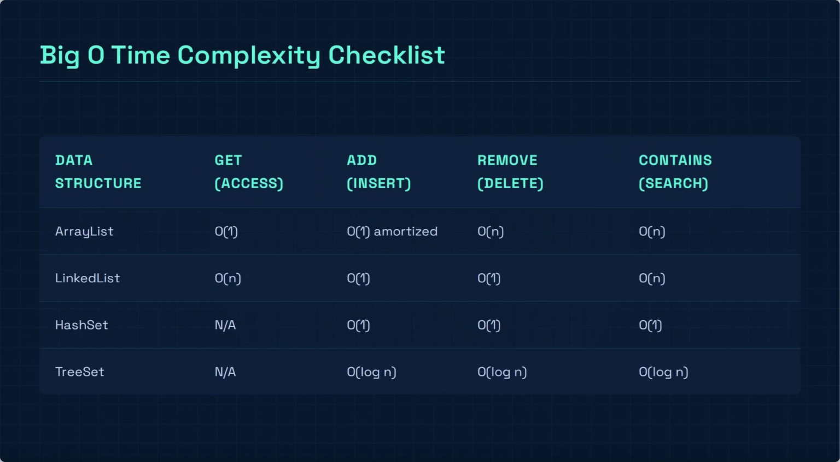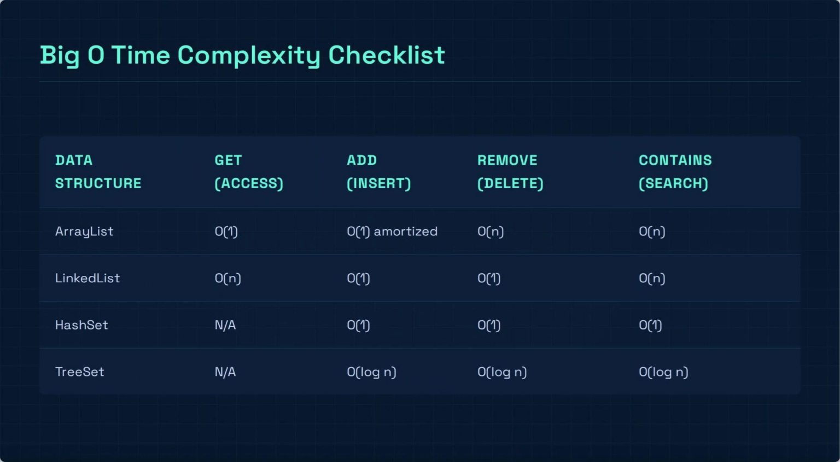Performance is critical, so let's review the big O time complexity for common operations. For an ArrayList, accessing data is O(1), inserting is amortized O(1), deleting is O(n), and searching is O(n). For a linked list, accessing data is O(n), inserting is O(1), deleting is O(1), and searching is O(n).